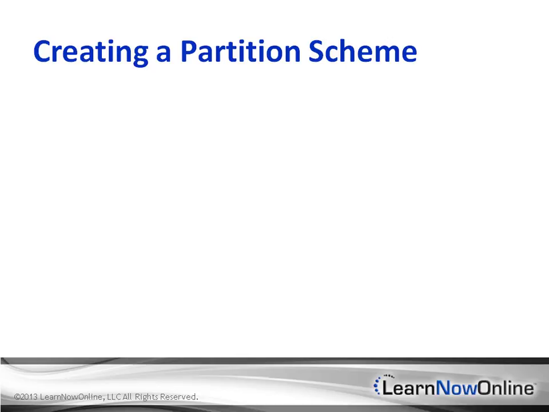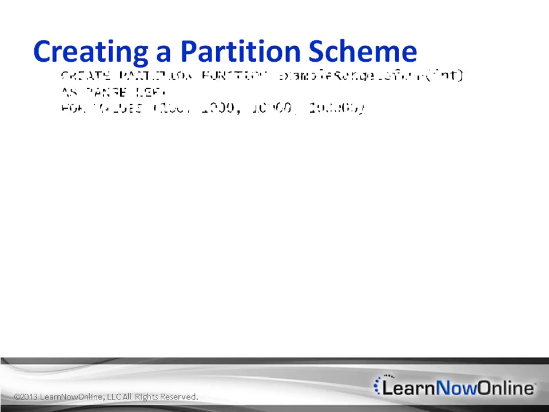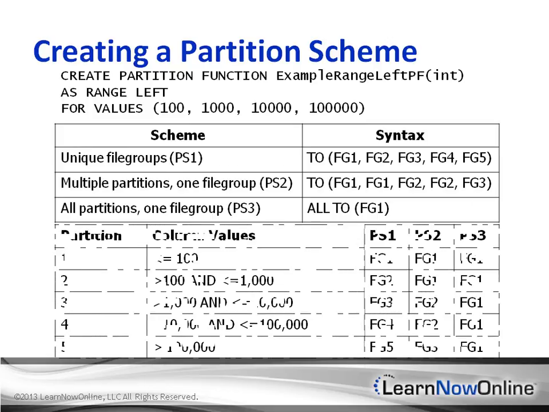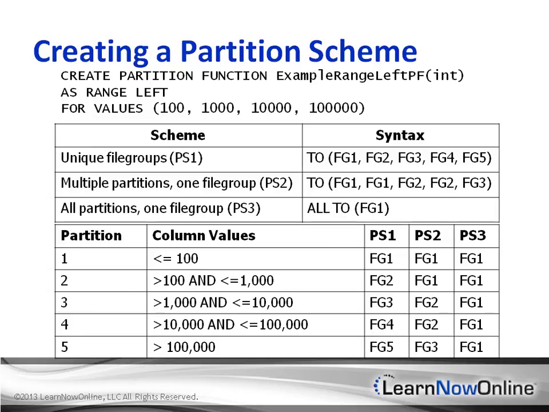So let's take a look at how we created this partition function, how that mapped to our partition scheme, and how those boundary values fall into the given partitions. So once again, here's our partition function. We defined it as range left with our boundary values. And now we're going to take a look at how those boundary values map out to specific file groups given the examples above. So if we take a look at the partition scheme 1 represented by the unique file groups in the first row, you'll see how those are mapped out.